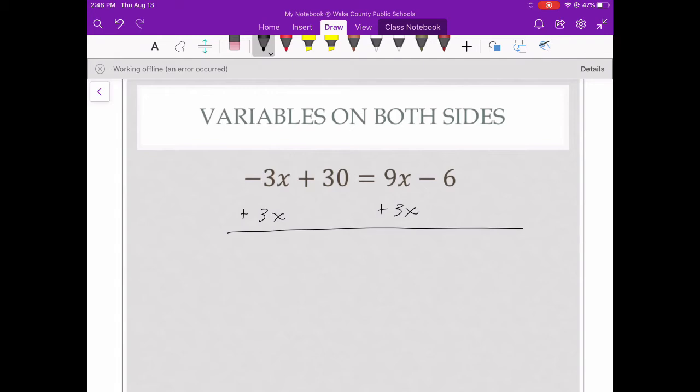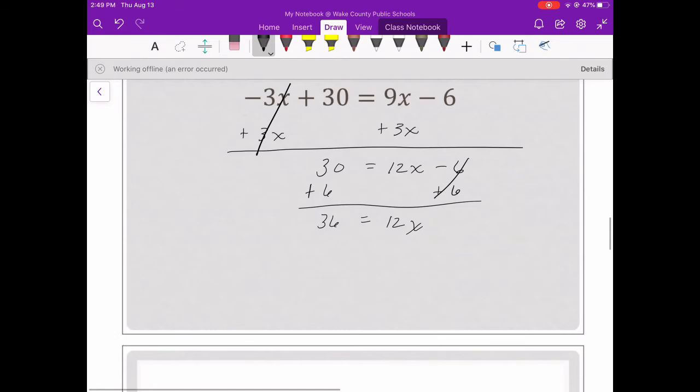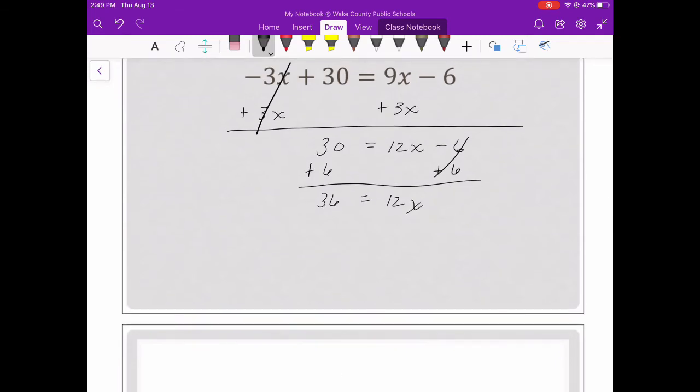And when I simplify, negative 3x and 3x is 0, so those are gone. 30 is equal to 12x minus 6. Now I need to, again, get the constants with the constants and away from the variables. So I'm going to add 6 to both sides, as that's the inverse operation of subtracting 6. 36 is equal to 12x. Negative 6 plus 6 was 0, so those canceled. Now, finally, to get x by itself, 12x means 12 times x. So the inverse operation is divide by 12. Divide both sides by 12.